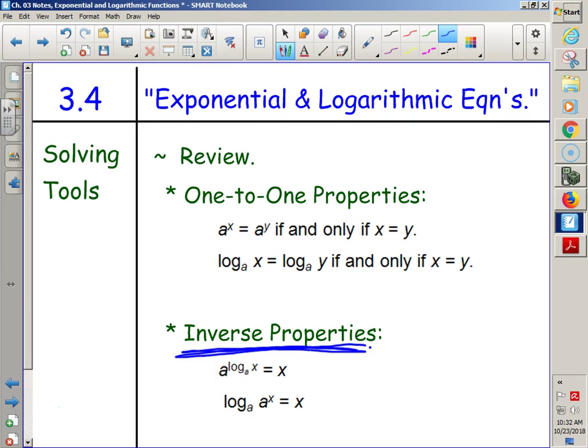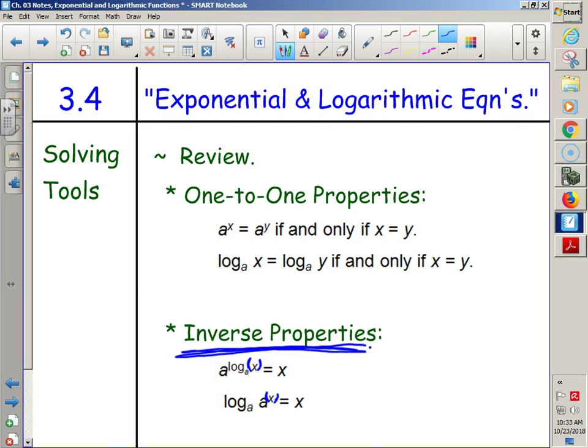Because if you have a logarithm that's trapping in a poor little x, a to the power of undoes that. Or if you have an a to the power of trapping in a poor little x, a logarithm unlocks the door, is the key to getting rid of the a. So this is the most important property.